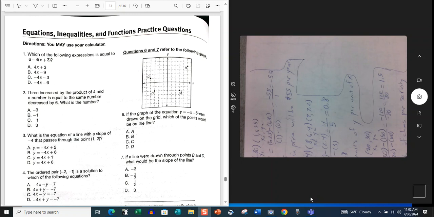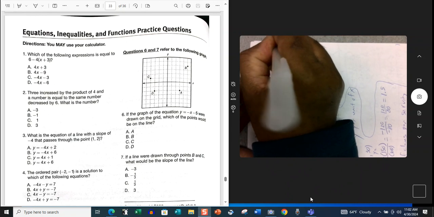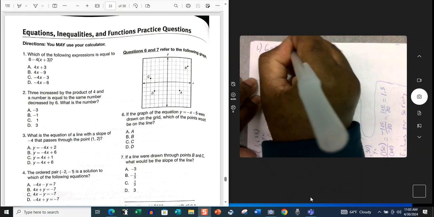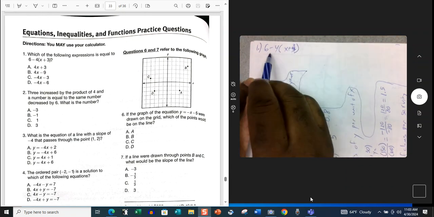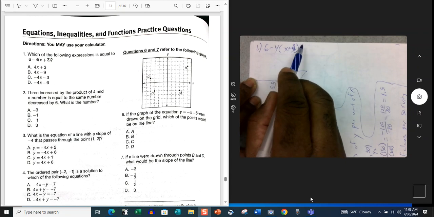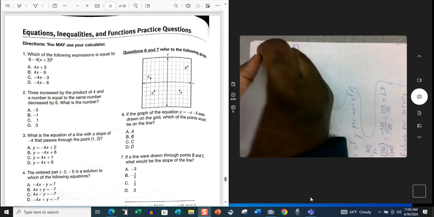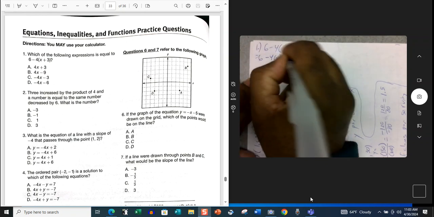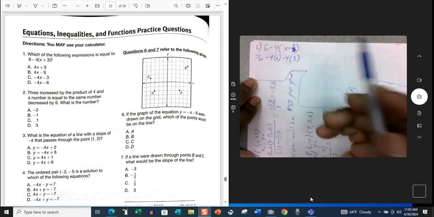Number 1, which of the following expressions is equal to 6 minus 4 times the parenthesis x plus 3? So we see here with number 1, we have 6 minus 4 parentheses x plus 3. Oh, that's supposed to be 3. Okay, what we would do here, we look inside this parentheses. There are no like terms. There's no exponents, but we do have multiplication. So we would do the distributive property here. We would take negative 4 times x and a negative 4 times 3. Because remember, that was supposed to be 3.